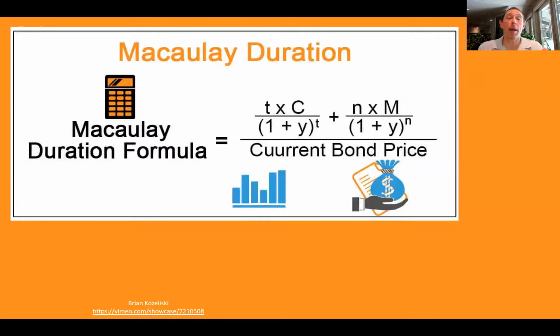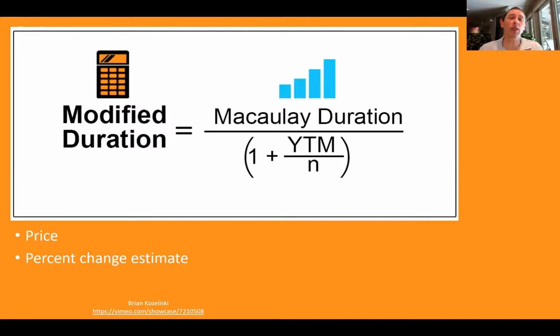As a refresher, Macaulay duration can be calculated using this formula here. It tells you the average amount of time you have to wait for a cash flow given the bond's coupon payments and maturity dates. We can make a small change to this to come up with modified duration. Modified duration will tell us an approximate change in the bond price given a change in interest rates.